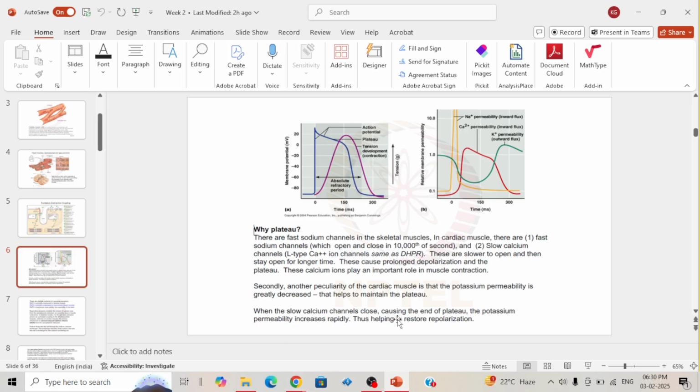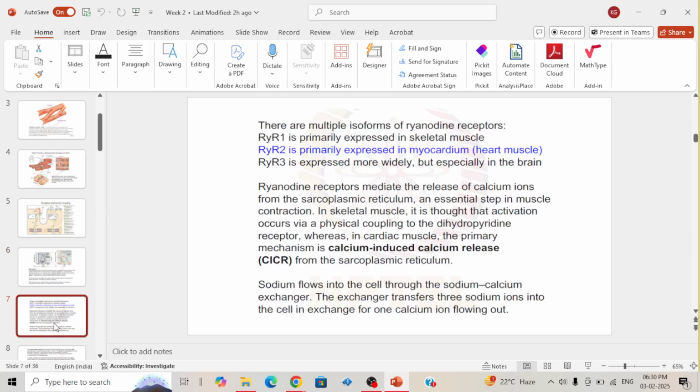When the slow calcium channels close, causing the end of the plateau, the potassium permeability increases rapidly. Now calcium channels have closed, the plateau has ended. Now the potassium ions permeability will increase, helping to restore the repolarization. Repolarization will happen, and then again the sodium potassium pumps, and other channels present on the plasma membrane, will help to restore the cell back to the polarized state.